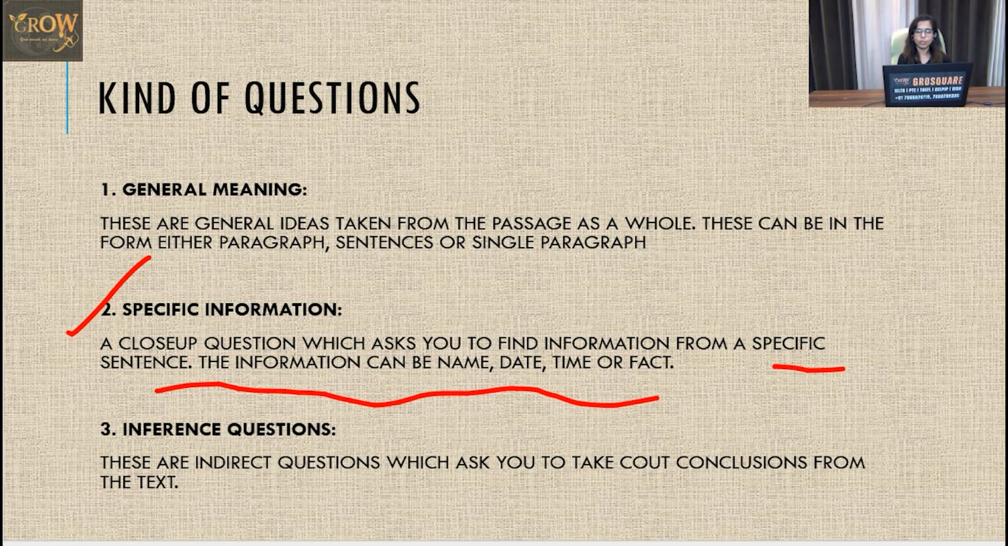In that section, we need to find the paragraph in which they are talking exactly about the information we need to find, right? And then third come the inference questions. Now what are these inference questions? These are the indirect questions, like we discussed in part 4 and in the rest of the parts as well, where we need to derive some answers on our own, which are referred to as inference questions. Okay, so this was all about the types of questions.